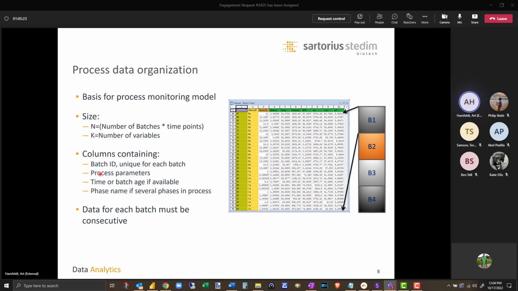We need to have a batch ID, and it has to be unique for each batch. We need your process parameters, and the time or age or maturity of your batch. And if there's any particular phase number, or if there's more than one phase, we need to have those listed out.